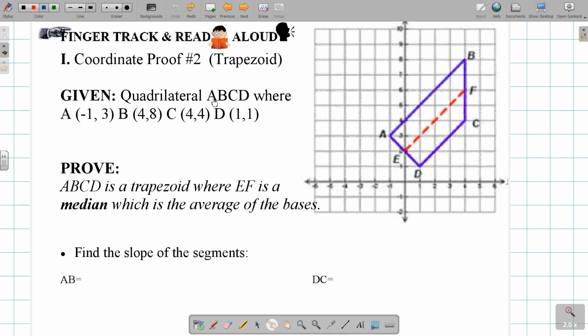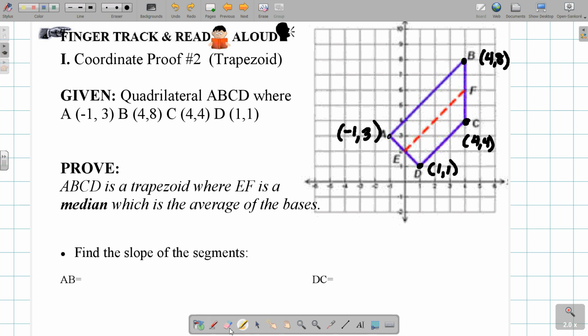We are given quadrilateral ABCD. A is (-1, 3). The coordinates aren't there. I highly recommend you put them on there. So go ahead and put your coordinates there. A is (-1, 3), B is (4, 8), C is at (4, 4), and D is at (1, 1).